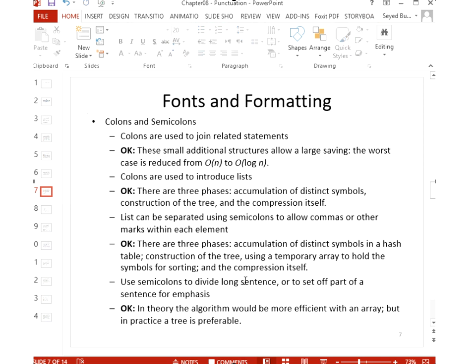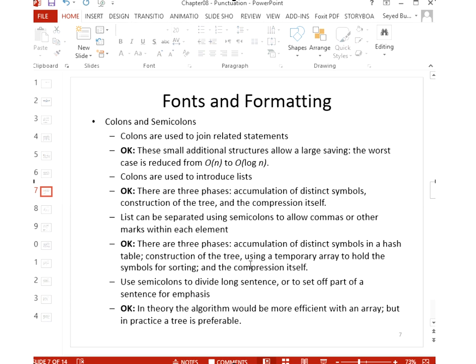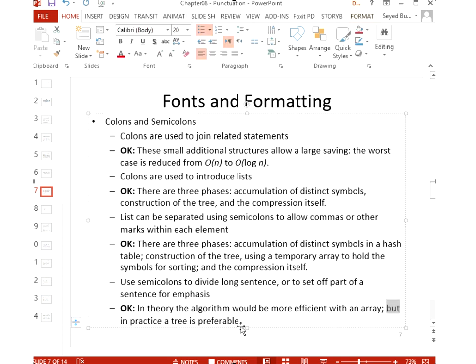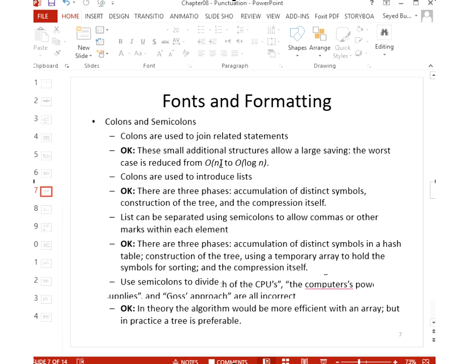If you have long sentences, you can use a semicolon to split them. And also you can use it to give some emphasis. In theory, the algorithm would be more efficient with an array, but in practice. So here I'm emphasizing it. In practice, a tree is practicable, or a tree is preferable.